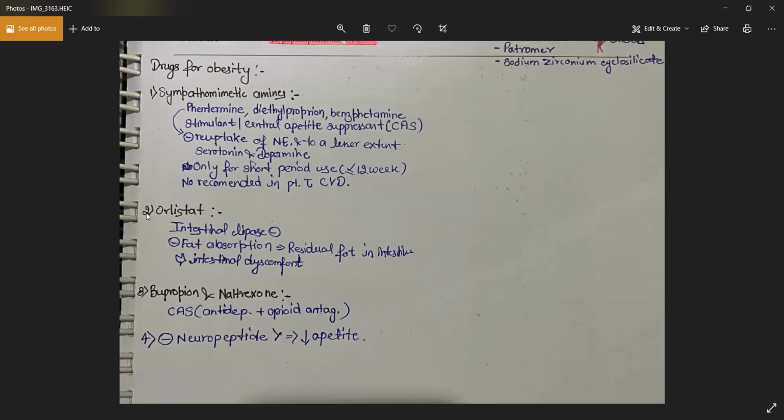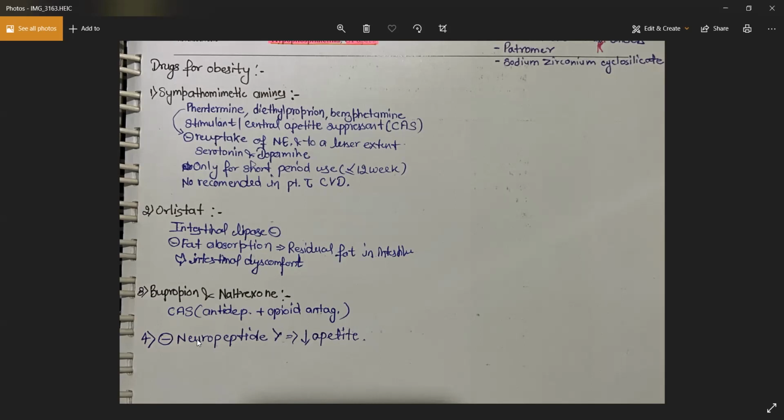Then comes orlistat. Orlistat is an inhibitor of intestinal lipase. So they actually inhibit the lipases, and by inhibiting fat absorption in the GI tract, fat loss will occur. Although it can cause intestinal discomfort because of the steatorrhea and diarrhea. Third drugs are bupropion and naltrexone. The combination of these drugs is given, and they can also promote weight loss.